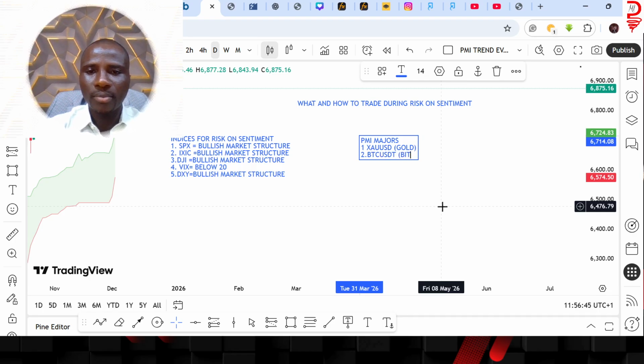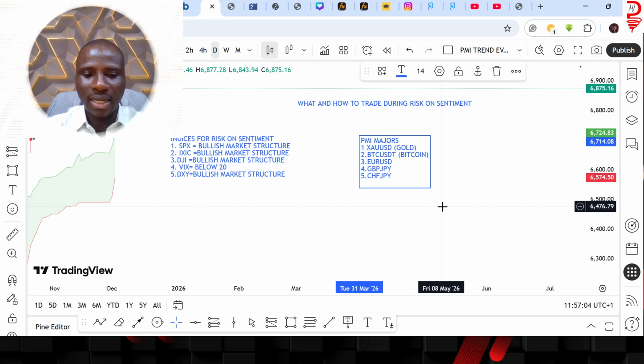So in our majors, we have 7 assets that we look into. The next one is Euro USD. The next one is GBP JPY. The next one is CHF JPY. The next one is USD JPY. And the last one on our majors at Potential Miners International is GBP USD.